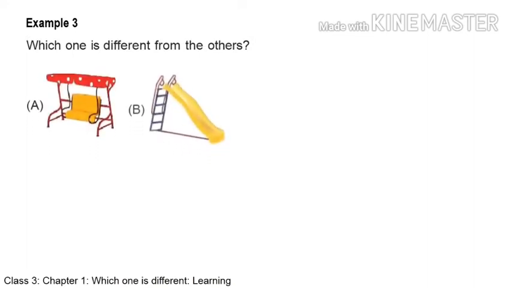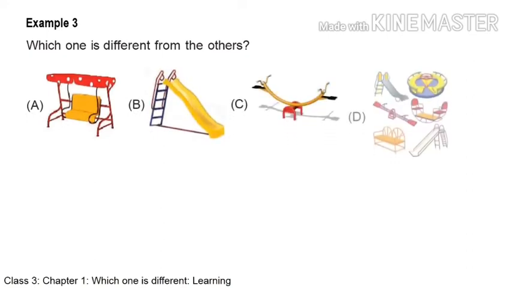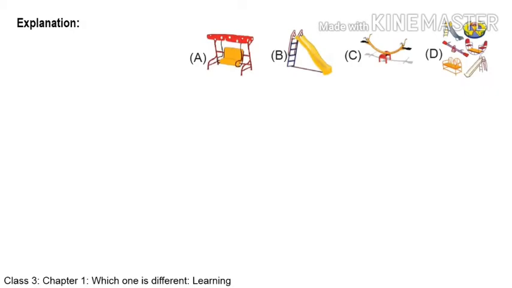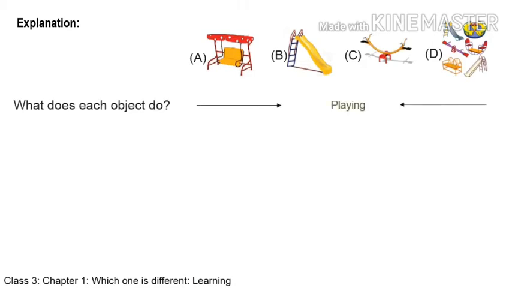Let's move on to the next example. Out of all the given options, which option do you think is different from the others? We have option A, B, C, D. Let's have a look at each option carefully. Do you find any common links between them? What does each object do? As we know, each object is used for playing.